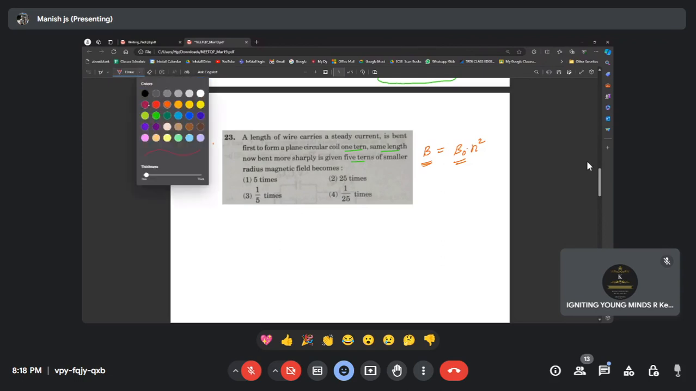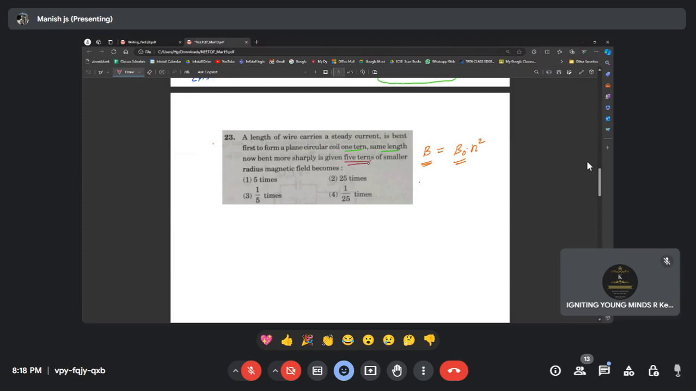So go and substitute the values. Here they're telling you that 5 turns are being given, so n is going to be 5. So what is the answer? 5 squared is 25. So it is 25 times B naught. Your new magnetic field is 25 times the old magnetic field. So what is the answer? The answer is 25 times, which is option B, the second option.